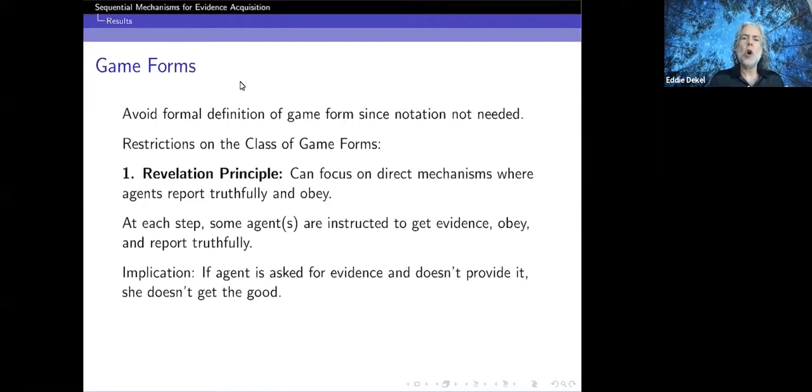In this model, there's no way of manipulating the evidence. That would be an extension. That's going to be when I talk about conclusions, things that we could think about for the future. So the agent gets a piece of evidence, and that is the evidence that he presents. There's no choice of which evidence to present.